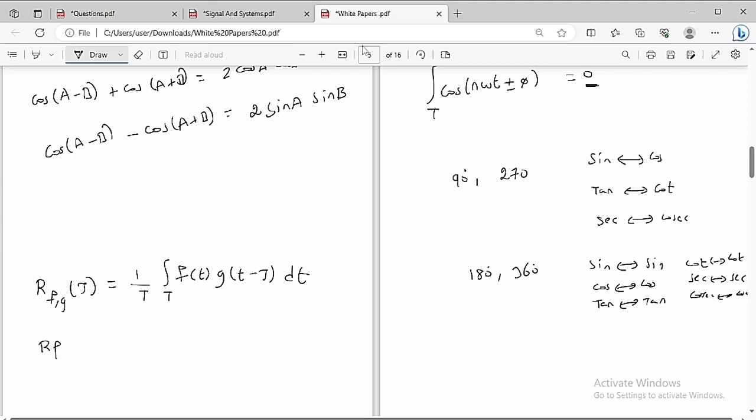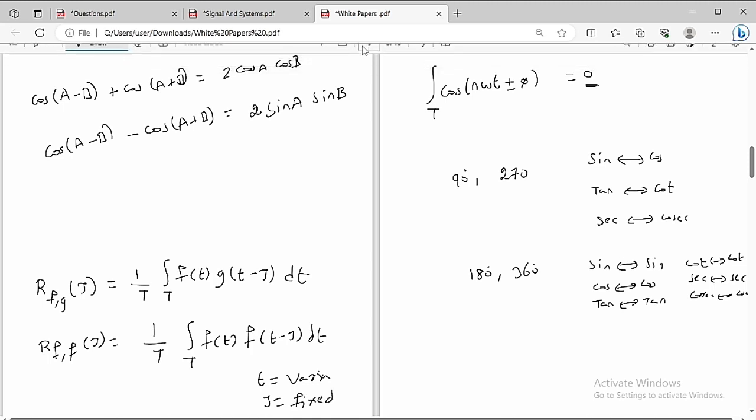Auto correlation is the case where g is substituted with f, that's it. The remaining thing is the same: 1 by T integration of f of t into f of t minus tau into dt. Here t is a variable and tau is a fixed value. So this formula you have to keep in your mind, right? Suppose if they are different functions, then you can use this formula and solve that one.